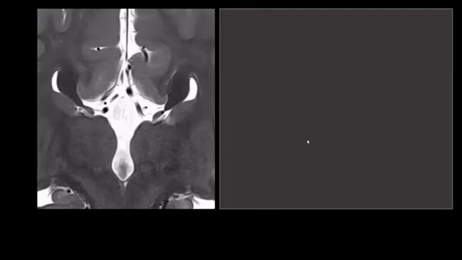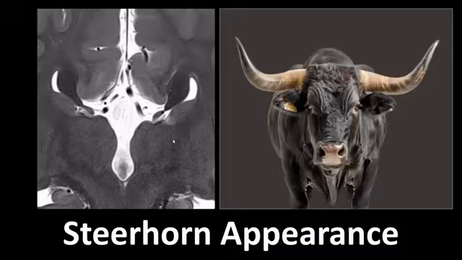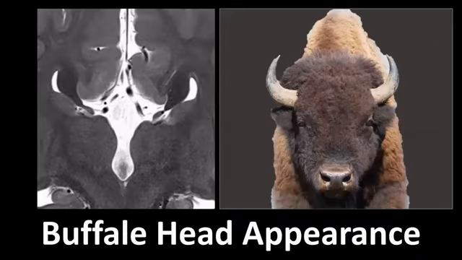And this gives rise to various signs. We can liken the appearance of the third ventricle and then here the lateral ventricles to either a moose head. There is clearly a moose head appearance. We can liken it to a steer horn or steer horns, the steer horn appearance. Now, for some reason, just comparing it to a steer horn isn't sufficient for some people, probably Texans, who rather see a Texas longhorn in this coronal view.